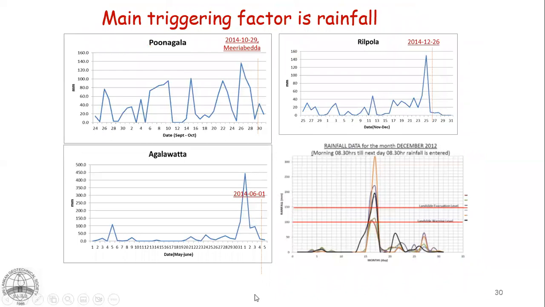All these landslides have taken place after days of prolonged rainfall. You can see this Poonagala Miriabedda landslide. The rain gauge station was at Poonagala, right? After these days of rainfall, it occurred, right? That's a common feature in all these landslides. Right, so with that, I conclude the first part of the presentation. Next, I will go to the second part where we talk about monitoring. Thank you.